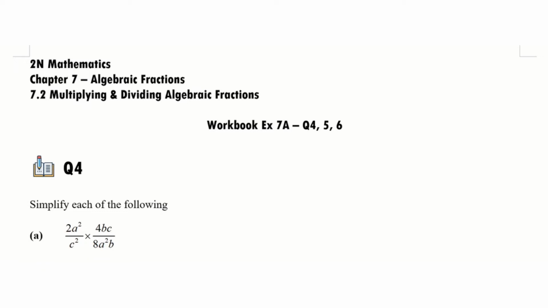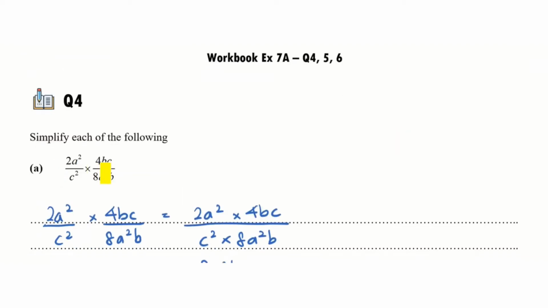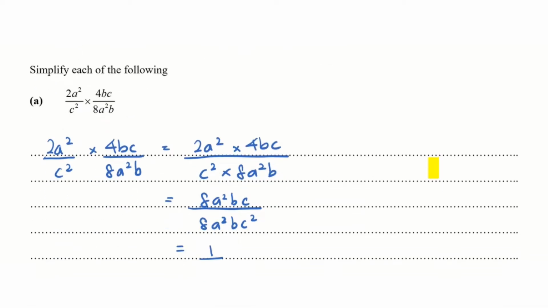Hello everyone, this video is going to cover Workbook Exercise 7a, questions 4, 5 and 6, which is on Chapter 7.2. We will first take a look at question 4a, where we want to simplify these two fractions that are multiplying with each other. So to multiply these two fractions, we will multiply the numerators together first and also multiply the denominators together. As such, we will get 8a squared bc over 8a squared bc squared.